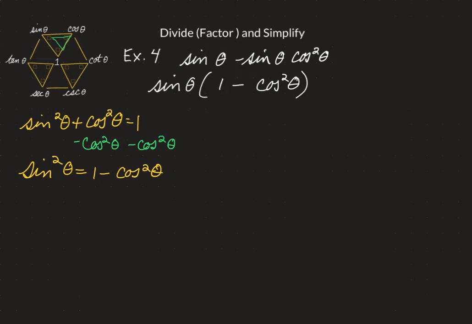Okay, so this is equal to sine squared theta. I still need to multiply it by sine of theta, though. So I'm going to get sine cubed of theta. And we're done. Let's do another.